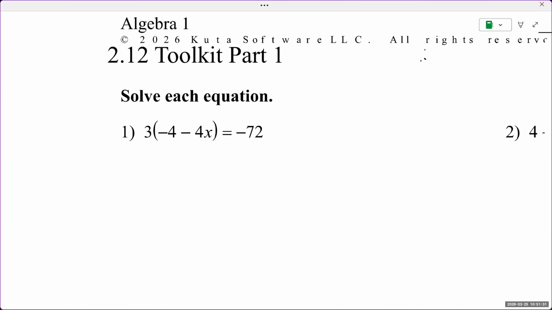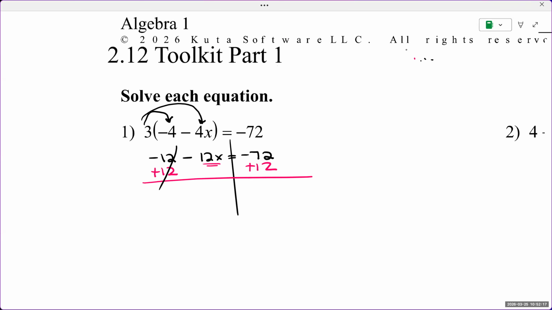My first step is I'm going to distribute the 3. So we have negative 12 minus 12x is equal to negative 72. Okay, so now I'm going to draw a line down my equal sign. I'm going to isolate my variable. So I'm going to get rid of the negative 12 by adding 12 to both sides. So those cancel. We have negative 12x, negative 72 plus 12.